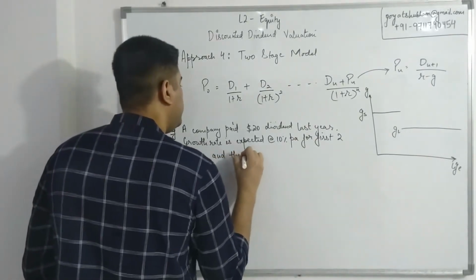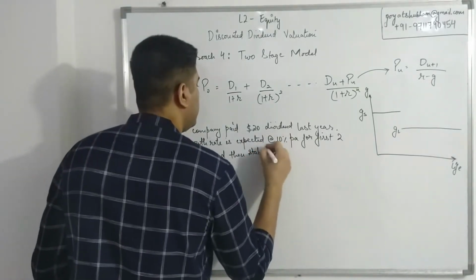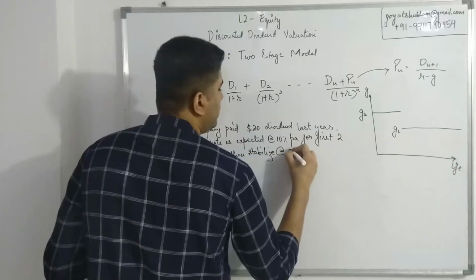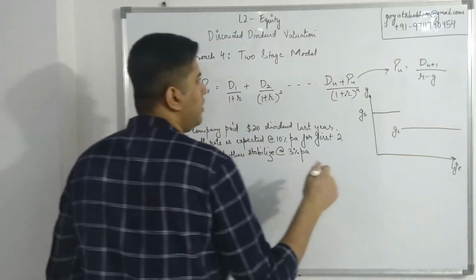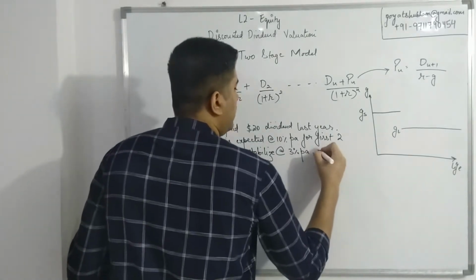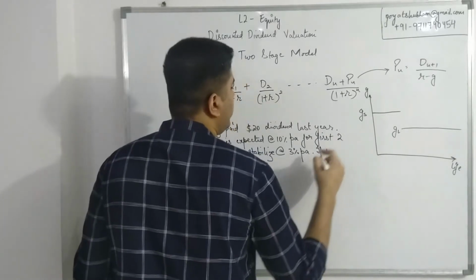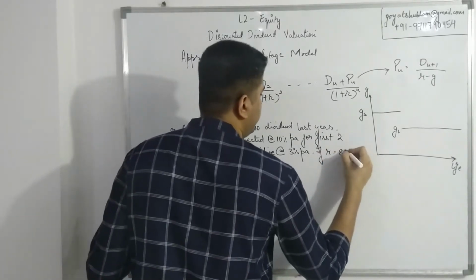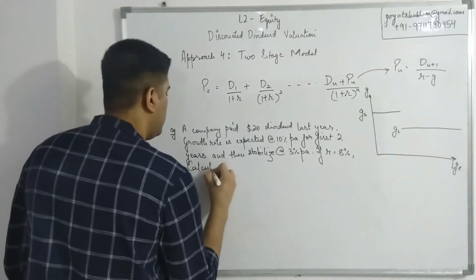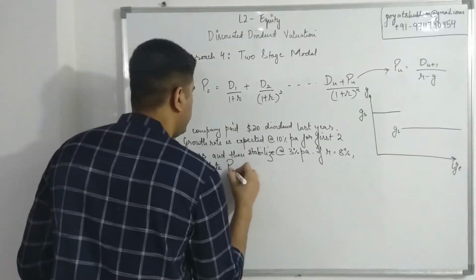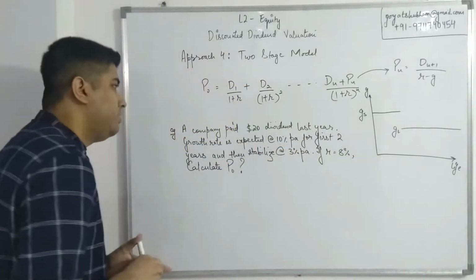And then stabilize at 3% per annum. If cost of equity or required return on equity is 8%, calculate P0. So this is the example.